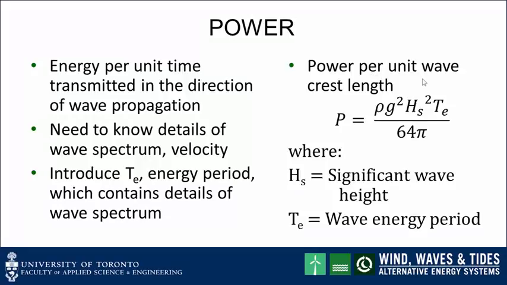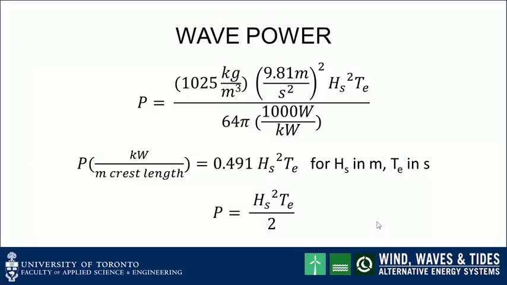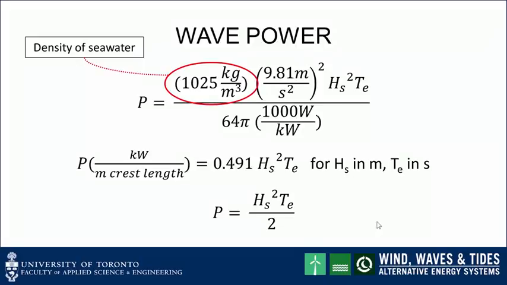The details of that are beyond the scope of the course right now, but if we introduce this energy period, we can simplify our formula greatly. The power per unit wave crest length is simply rho g squared h sub s squared times T sub E, the energy period, divided by 64 pi. So the two wave parameters we need are the significant wave height and the energy period. We'll talk about that in the next lecture. Let's put some numbers into this equation. If I substitute some known values, especially the density of seawater, and some unit conversions, we end up with the equation here.